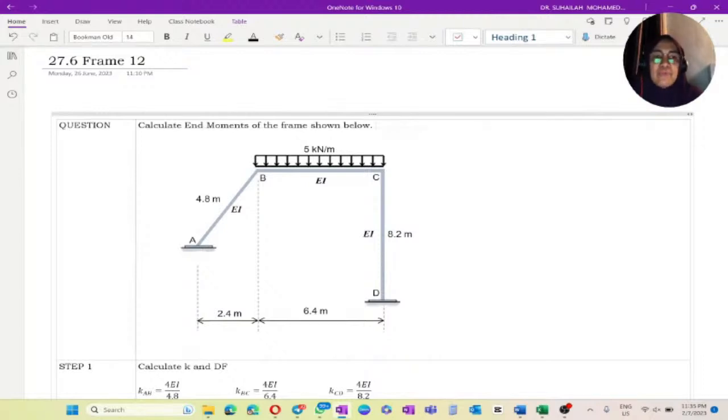Okay, I want to continue frame analysis. Actually, this is step number 4. I have actually done 8 videos regarding this example.